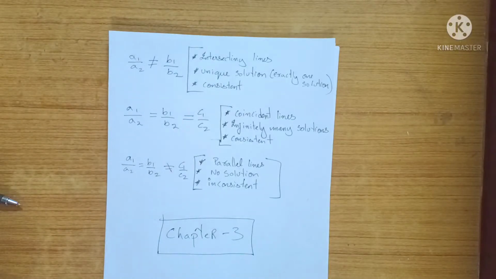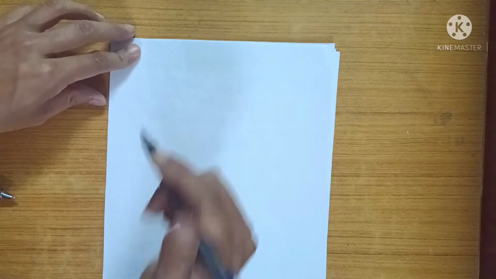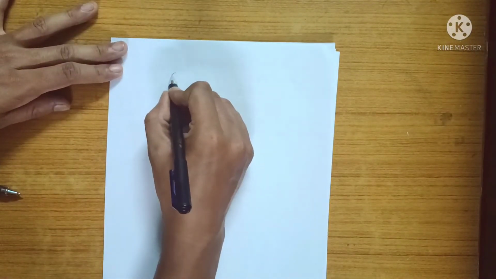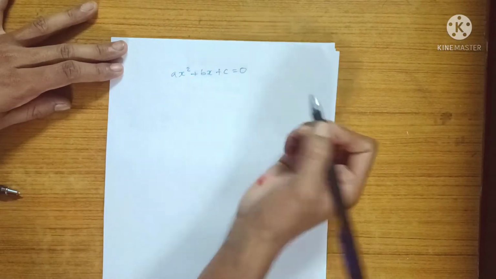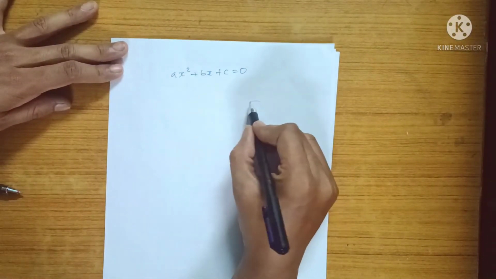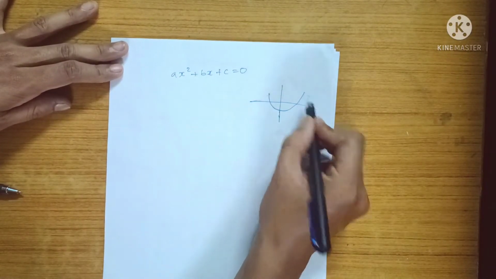Okay, we'll start chapter 3, linear equations in two variables. All right. So, what does linear equation mean? At first, we studied about quadratic equations, right? Quadratic equations were like ax squared plus bx plus c equal to 0, which we studied in chapter 2. And the graph for this, if you plot it, comes out somewhat like this, a parabolic graph, right?